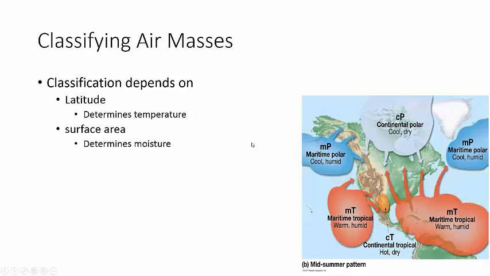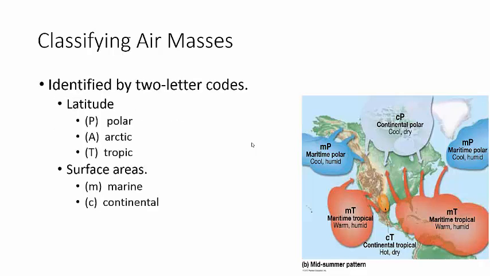Okay, so here's part of the lecture that is just repetition. Classifying air masses. We classify them based on two factors, latitude and surface area. The latitude determines the temperature. The surface area determines whether it's going to be dry or wet. You probably figured that out from the last video, but just in case, here we go.